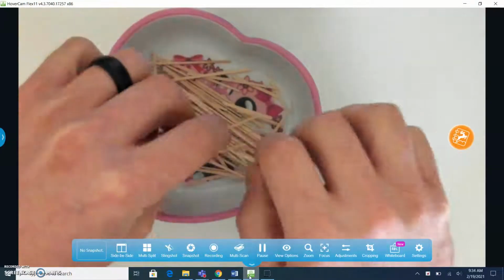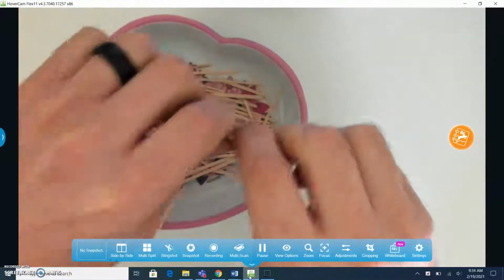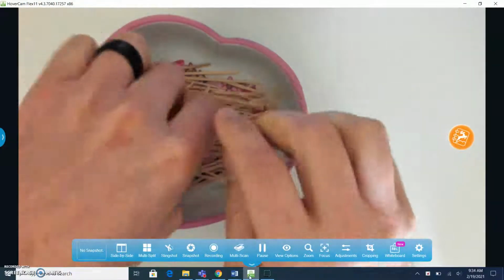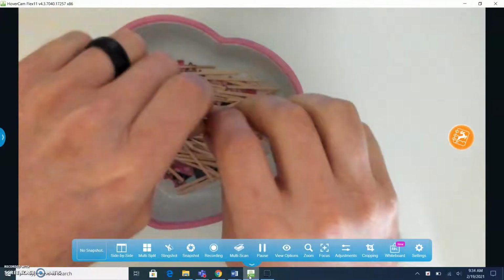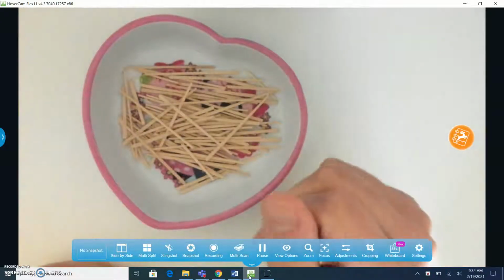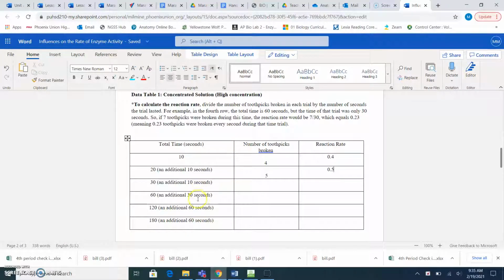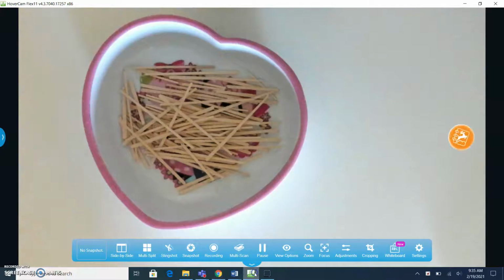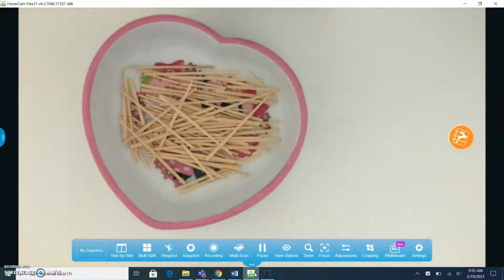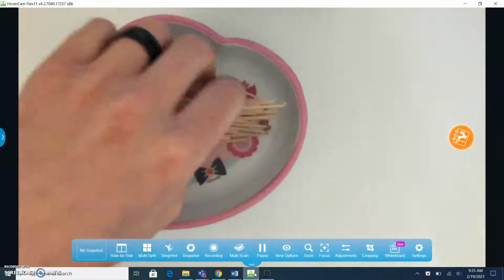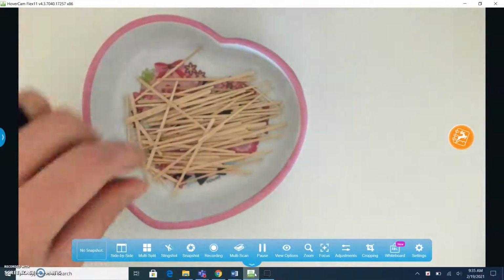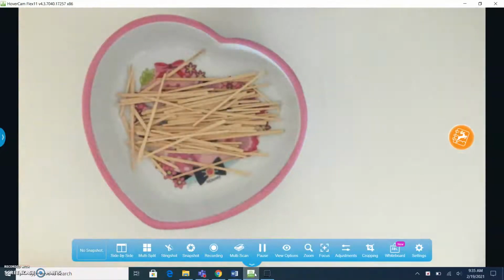1, 2, 3, 4. I got 4. So third trial, 4. The next one, I believe, is 30 seconds. Feel free to pause the video if you need to record any data. So 30-second trial, here we go.